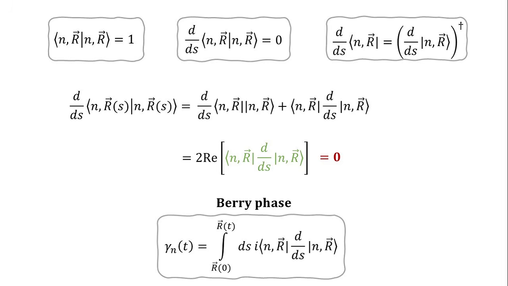This term is precisely the integrand of the Berry phase, apart from the imaginary factor i. Thus, the integrand in the parameterized path integral form of the Berry phase is a purely real quantity. As a result, we conclude that the Berry phase must be real.